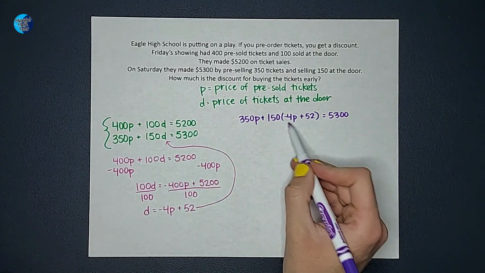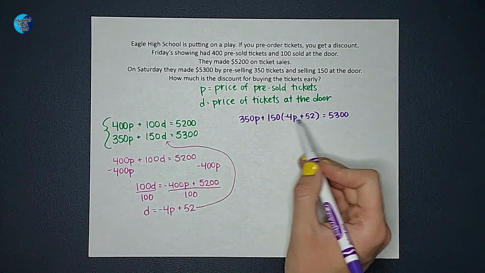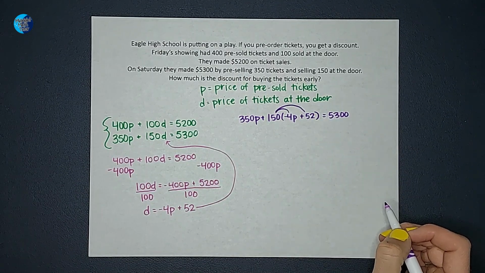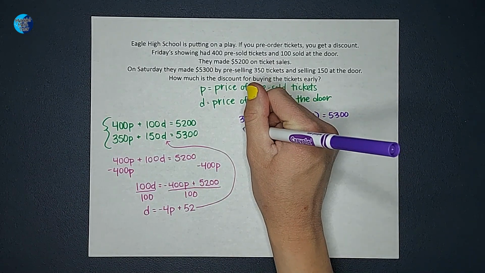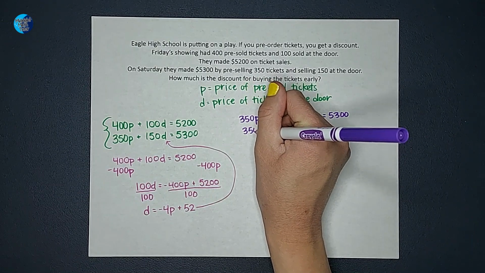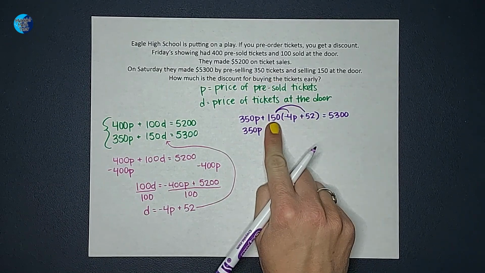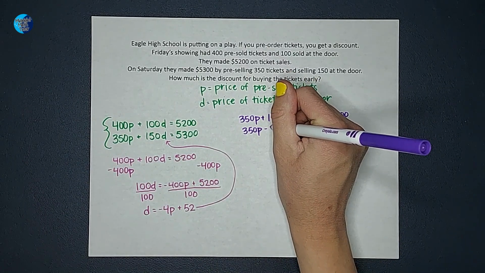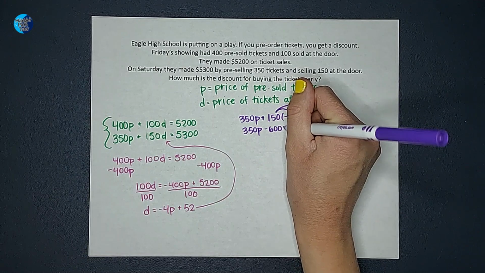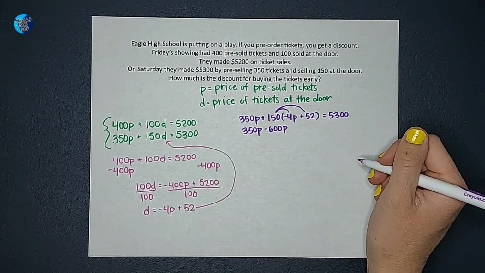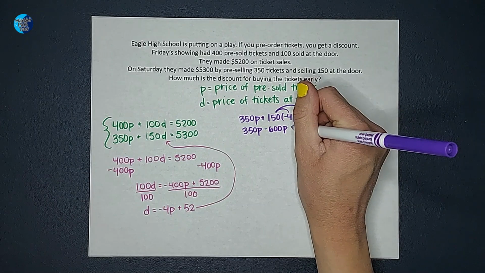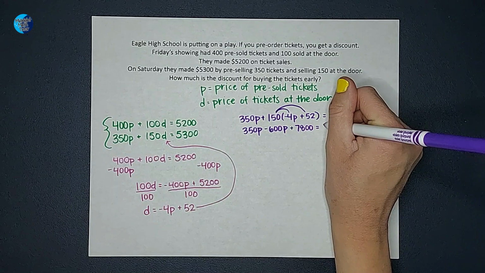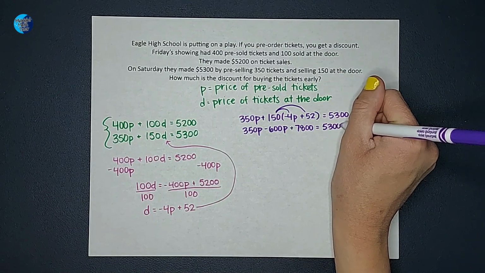Whenever I solve like this, I start with parentheses, but I can't add those because they're not like terms, but I can distribute the 150 in. So then I'm going to have 350p. 150 times negative 4p is going to give me negative 600p. 150 times 52 is going to give me 7,800. And this equals 5,300.